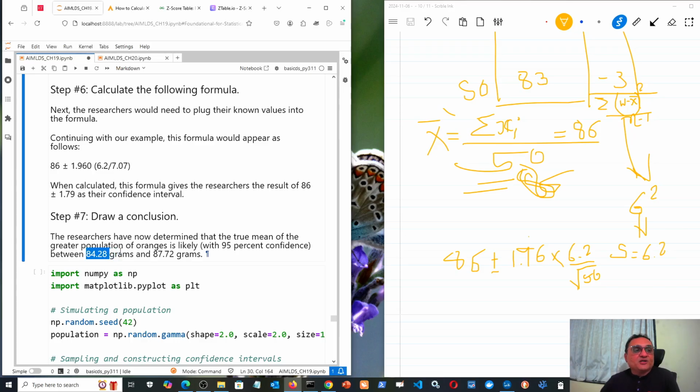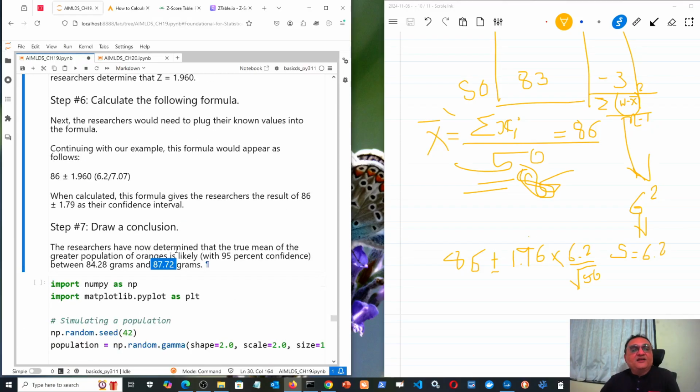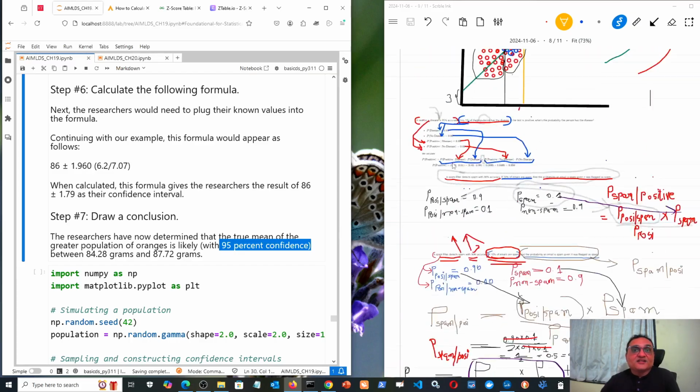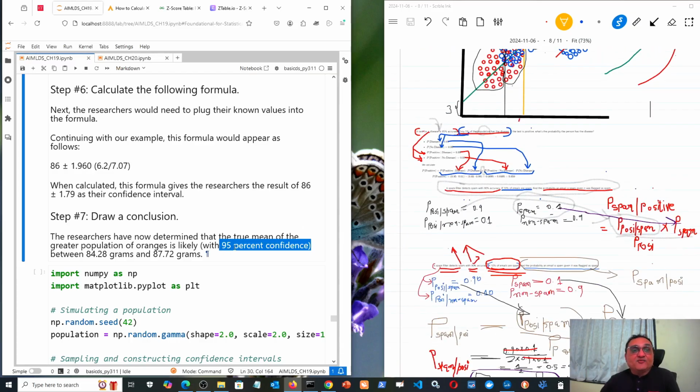So that means 84.28 gram is the minimum value allowed, and 87.72 gram is the maximum value allowed. And you should do your job with 95% confidence level. Now what is the meaning? That means if 100 oranges come from the orchards all over the United States, then out of them at least 95 or more oranges should be having weight in this region.